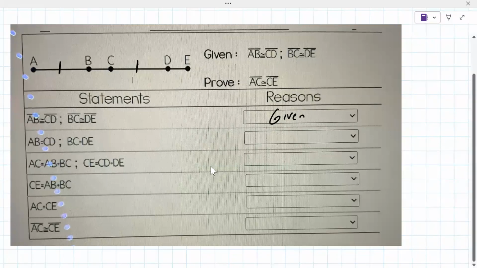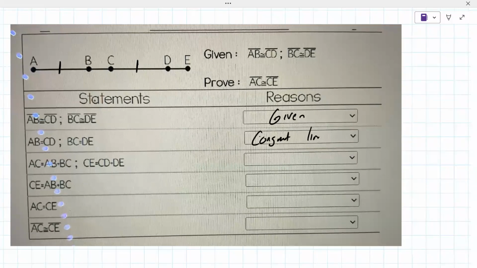Now the next line, we've talked about this idea of what's the same, what's different between line to line, right? What's the same, what's different about them? What do you see? It's no longer the symbol for congruency, it's equals. Congruent angles have the same measure, so there's going to be something that says congruent lines have the same length, something like that.